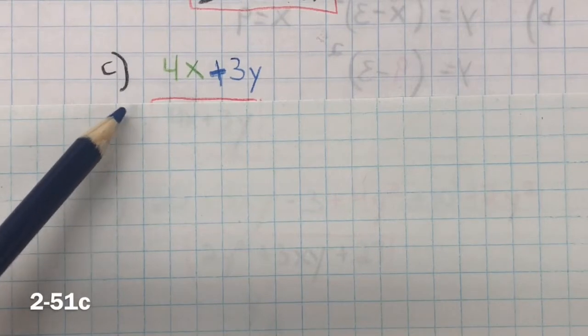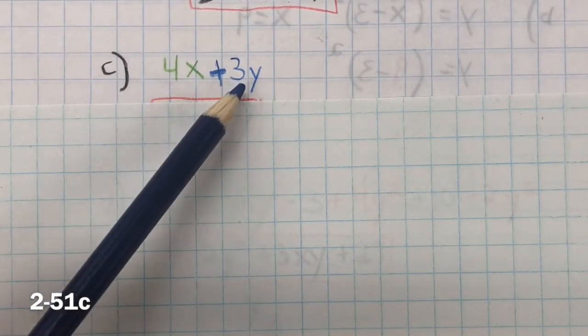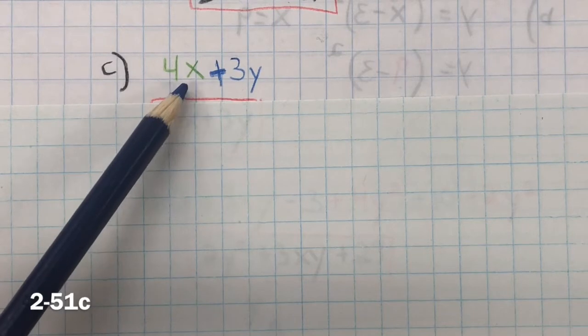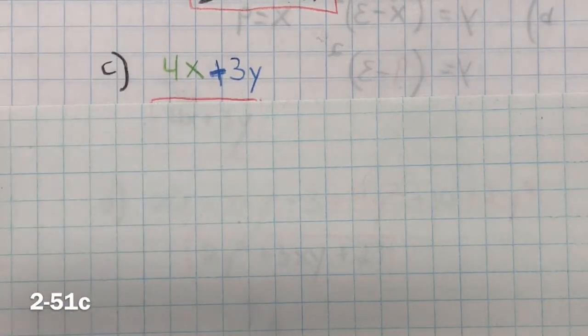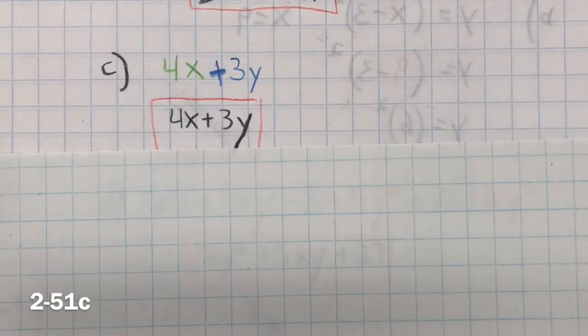For 251c, you can see that there are no other like terms. There are no other x terms, and there are no other y terms. So we have 4x plus 3y.